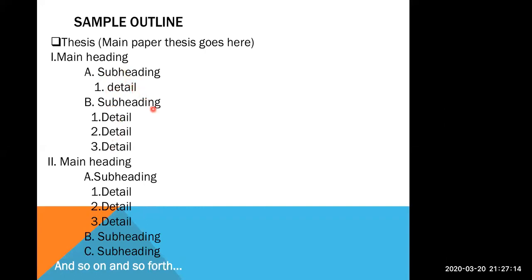It's okay, no problem, as I told you. The second main heading also takes an A subheading and a B subheading, and we also need details under each one of these, and so on and so forth. So this is a very simple thing that you need to create for your research paper.